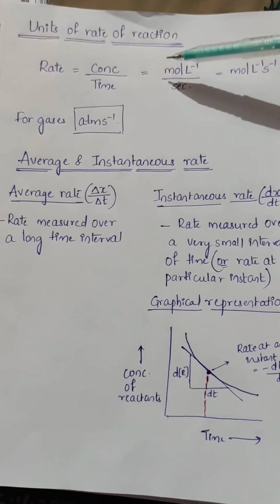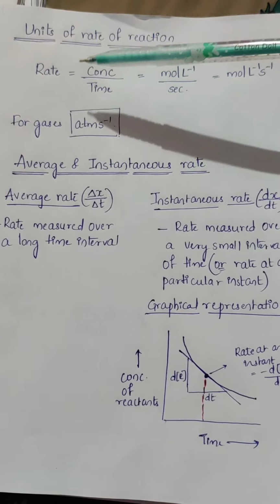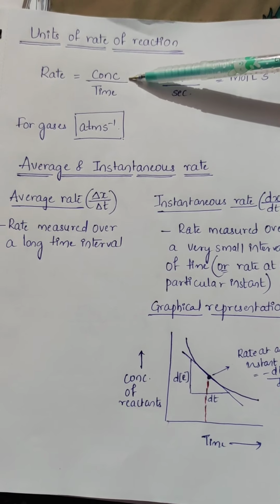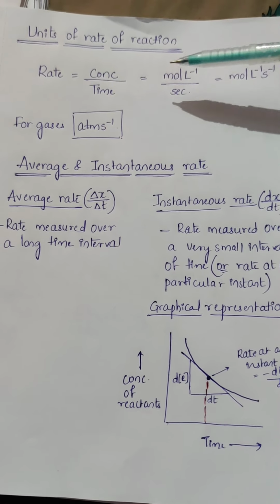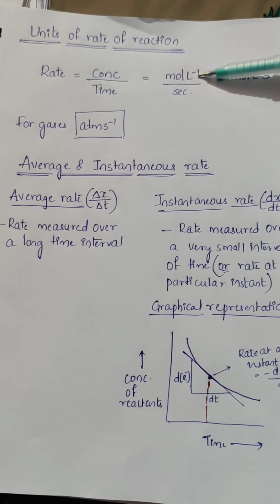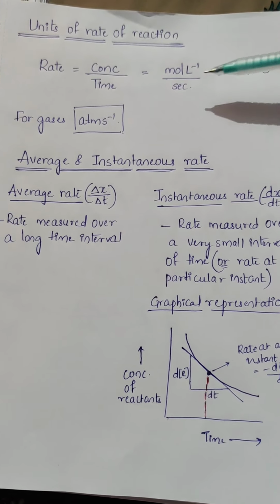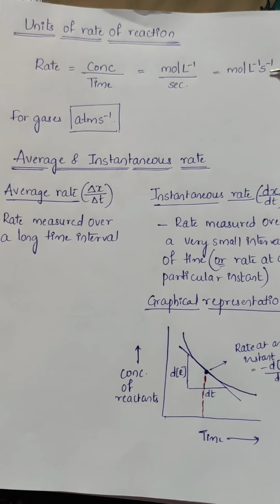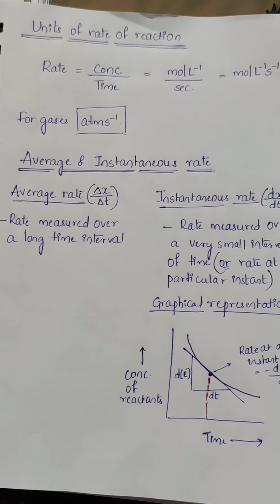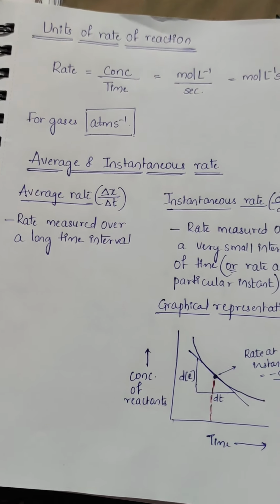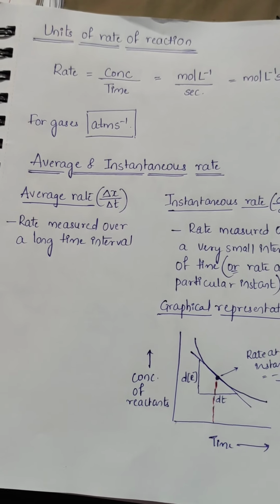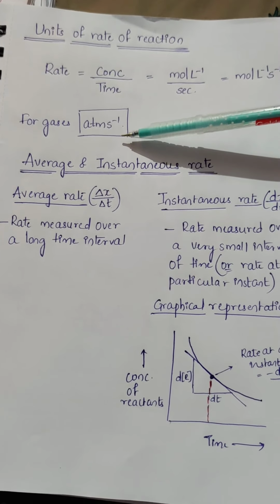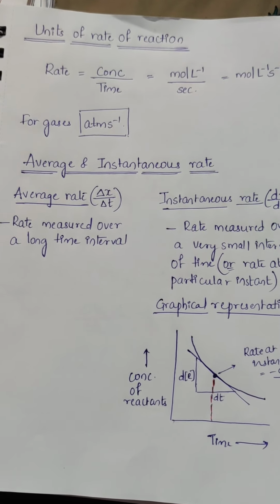So if you consider the units of the rate of a reaction, we all know that rate is equal to concentration over time, that is, the change in concentration of the reactants or the products over time. If concentration is expressed in moles per liter and time in seconds, then the unit of the rate of the reaction will be moles per liter per second. For gaseous reactions, the concentration is expressed in terms of partial pressures. Then the unit of the rate of the reaction will be atmosphere per second. So this is for gaseous reactions.